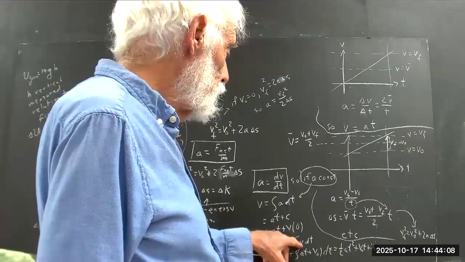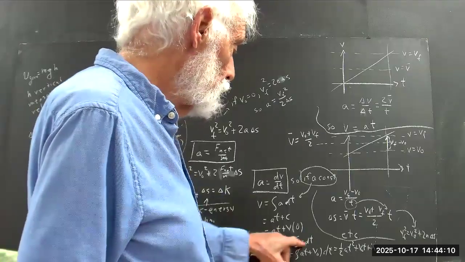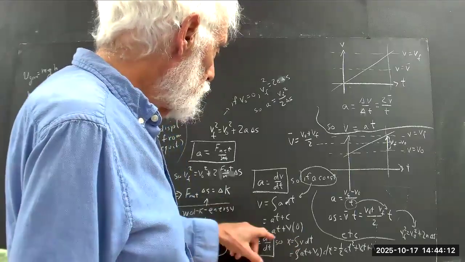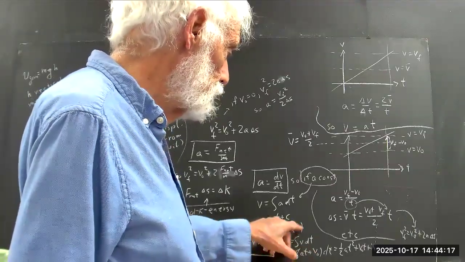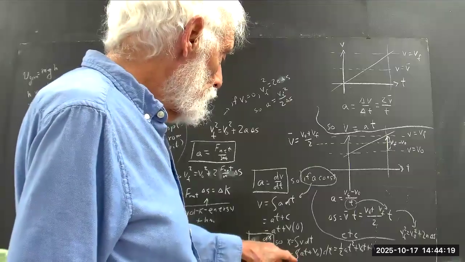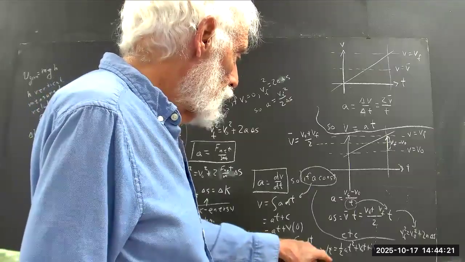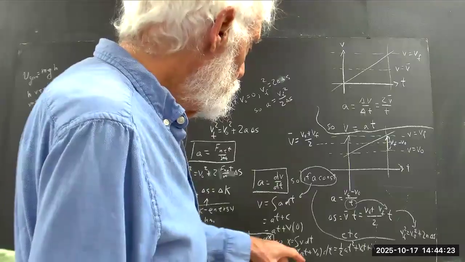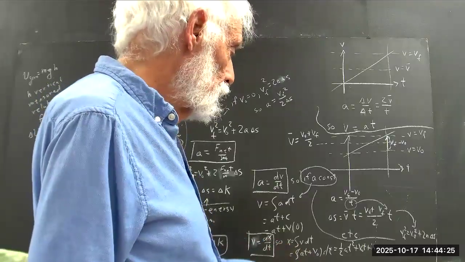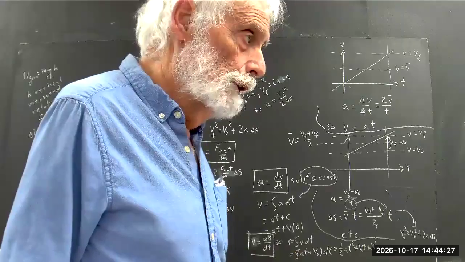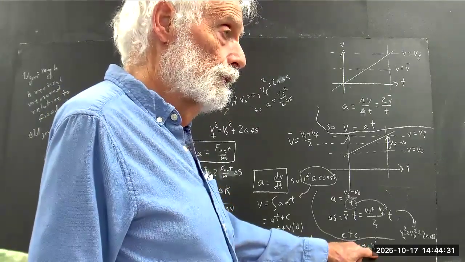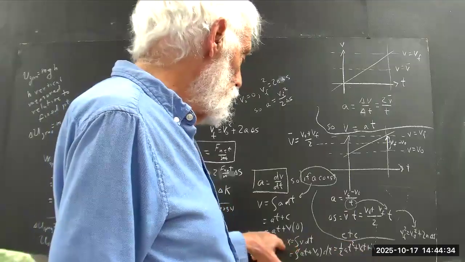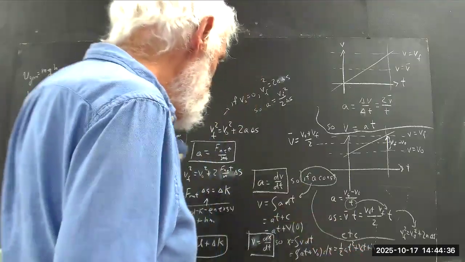So the position function is an integral of your velocity with respect to t. Your velocity is at plus v naught. I use v sub 0 instead of v of 0. We integrate that, and we get this equal to 1/2 at squared plus v naught t plus an integration constant. And we'll call the integration constant x sub 0, which is the position at time t equals 0.